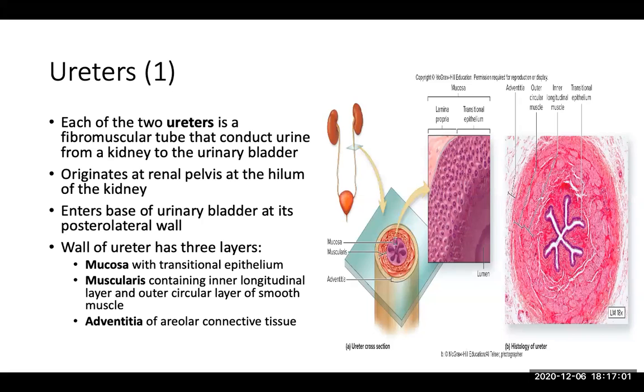The ureters: each of the 2 ureters is a fibromuscular tube that conducts urine from a kidney to the urinary bladder. It originates at the renal pelvis at the hilum of the kidney, and it enters the base of the urinary bladder at its posterior lateral wall. The wall of the ureter has 3 layers: the mucosa, the muscularis, and the adventitia.